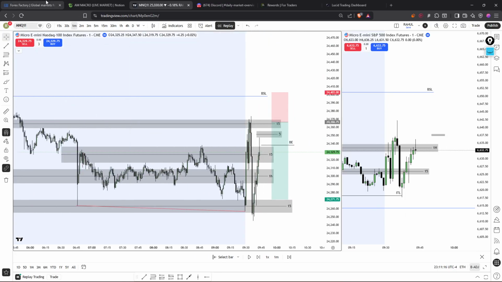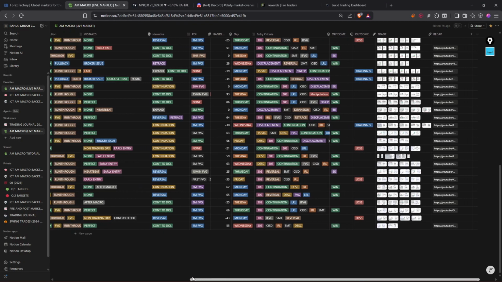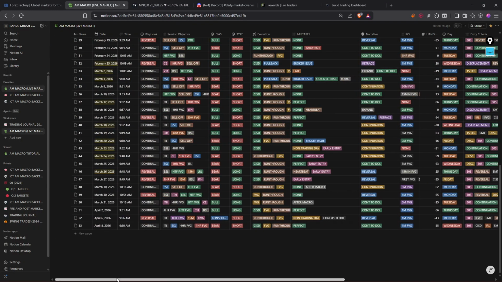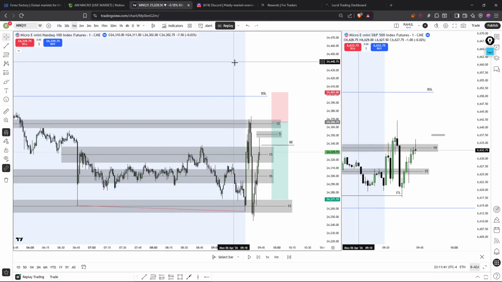As you can see, 6th April was technically a Europe day where all the banks were closed, I think because of Easter, I guess. I don't know, I forgot actually. There was also President Trump speaking and the ISM Services PMI. I had taken one trade that day, you see here, 6th April at 100 that day. Overall, let's just jump right into the trade recap.